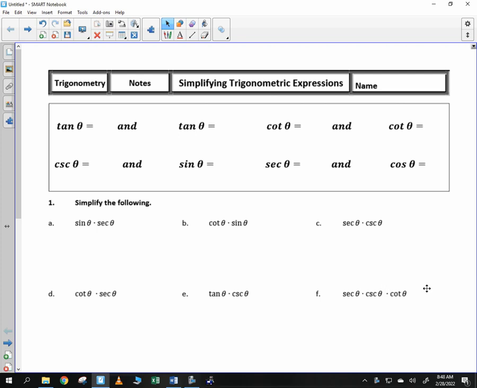Okay, today's lesson is we want to simplify trigonometric expressions.